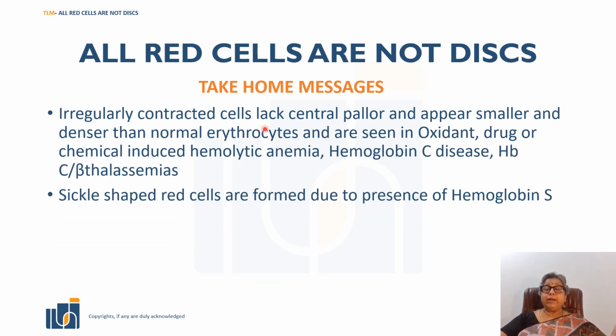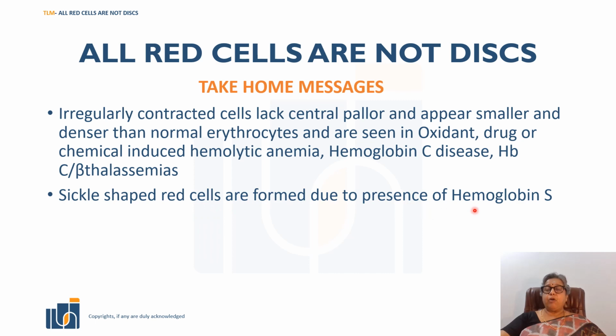Now, irregularly contracted cells lack central pallor and appear smaller and denser than normal erythrocytes, and they are seen whenever there is oxidant damage or a drug or chemical induced damage to the red cells resulting in hemolytic anemia. Also seen with hemoglobin C disease, where it's quite pathognomonic, and hemoglobin C associated with beta plus thalassemia.